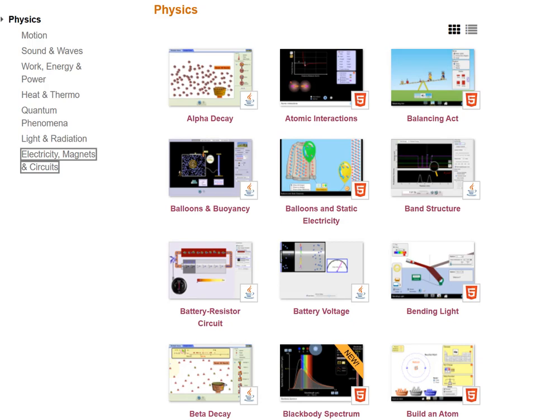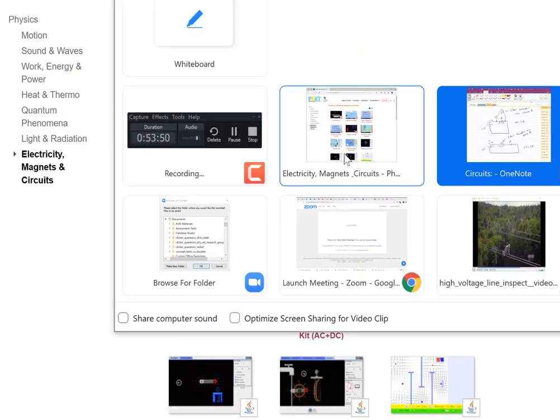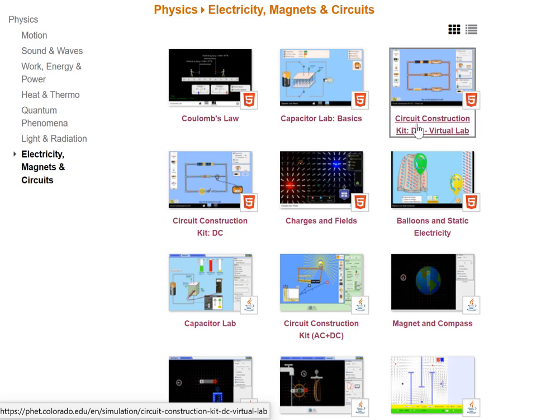Electricity and magnetism. Let me share this with you. So this is the one. I just typed in PhET into the bar here, and immediately phet.colorado.edu popped up, and it brought me to the site. I clicked on physics, electricity and magnetism, and there's the construction kit that we want.